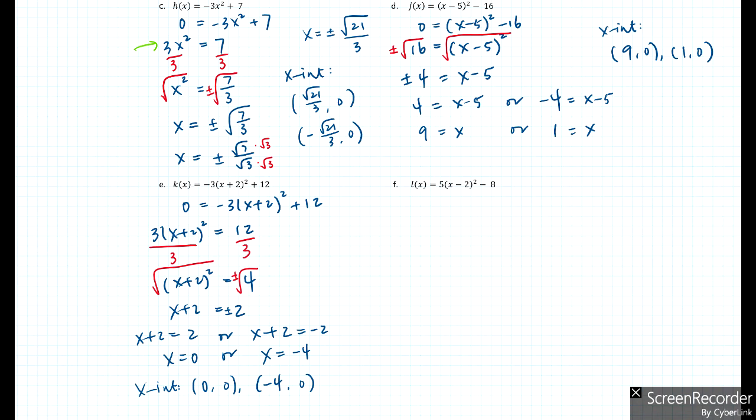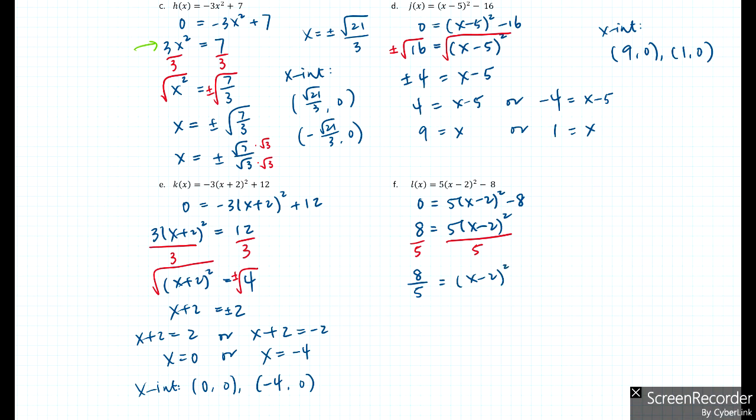And lastly, looking at part F, I hope you recognize that we have a lot more non-perfect square values to work with, but it really follows the same strategy as what we talked about before. If we set things equal to 0 and isolate the constant, we can add 8 on both sides. 8 is equal to 5 times (x minus 2) squared. This is not too different from part E, where we have a leading coefficient that's not a perfect square. So let's divide away the 5 on both sides, and that tells me 8 over 5 is equal to (x minus 2) squared.